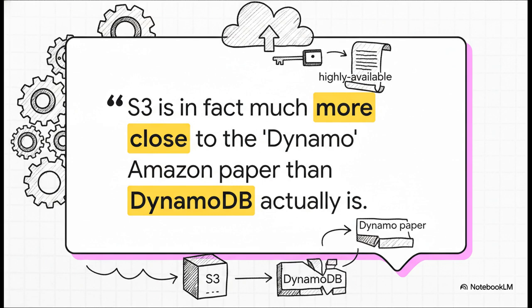It's a fascinating insight. You see, Amazon's famous Dynamo paper laid out the principles for a super scalable, highly available key-value system. And while the service we know as DynamoDB is based on it, this user suggests that S3 is an even purer implementation of those original powerful ideas.